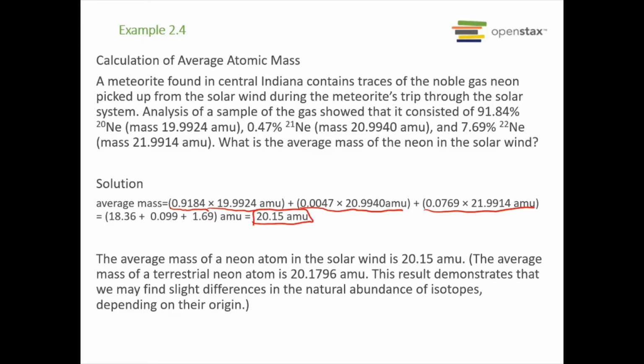So from this, the solar wind is 20.15, and this is just kind of a cool little thing. Terrestrial, so on our Earth, neon is about 20.1796 AMU. So different origins might have a different abundance of isotopes. Kind of cool, right? I know I have a warped definition of cool. Nonetheless, this is how you do average atomic mass.